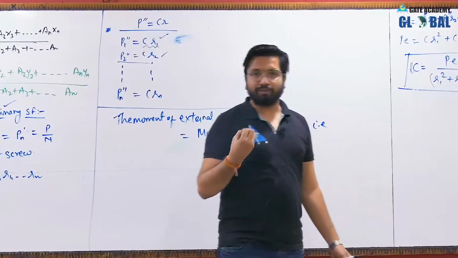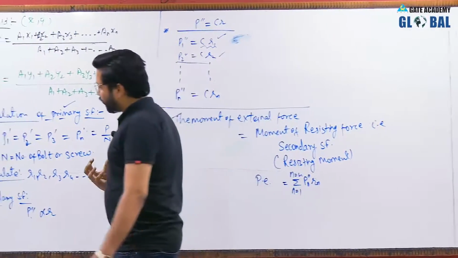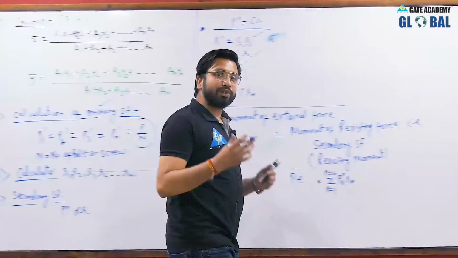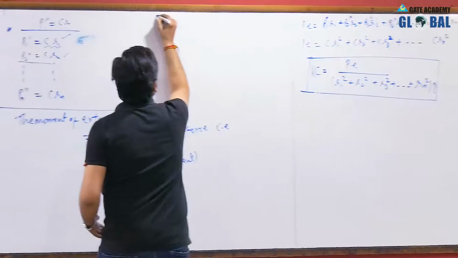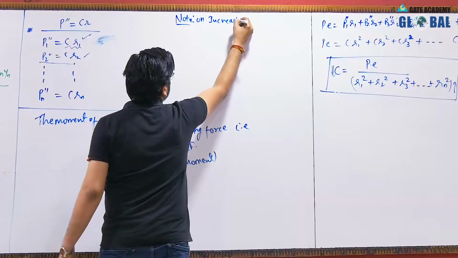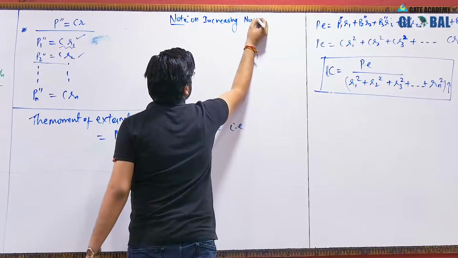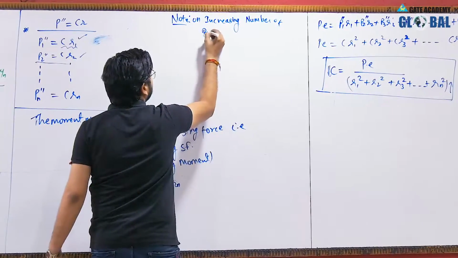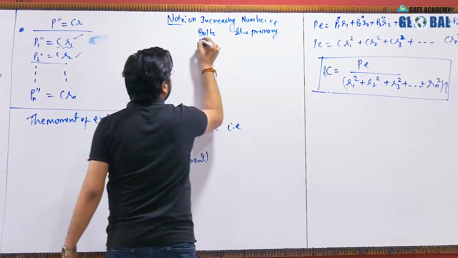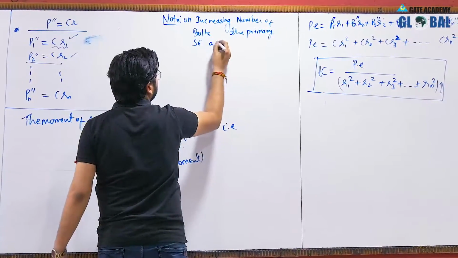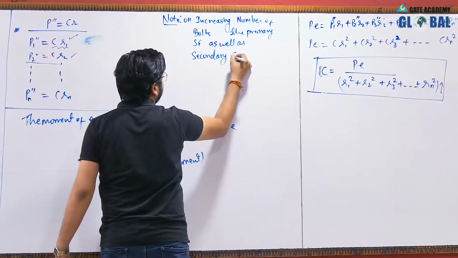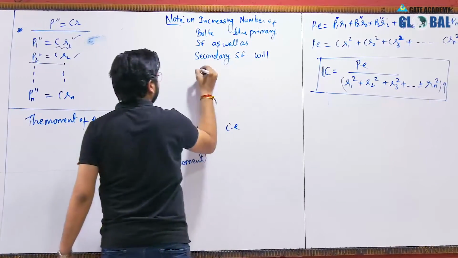So on increasing the number of bolts, what will be the consequences? If you increase the number of bolts, then the primary shear force will also reduce and the secondary shear force will also reduce. So note it down that on increasing the number of bolts, the primary shear force as well as the secondary shear force will decrease.